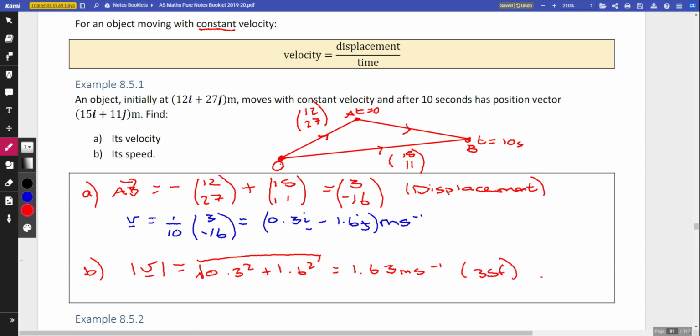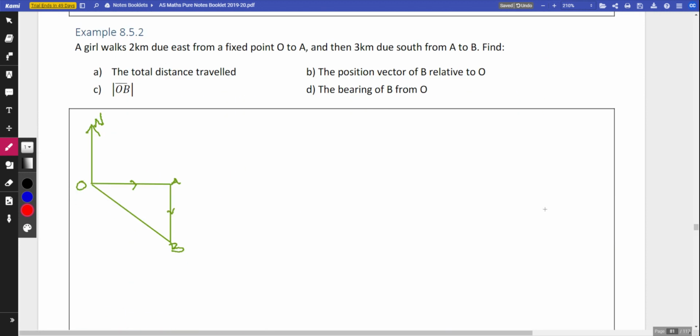So that's just applying it to a mechanics question. Moving on to the next question. So we've got example 8.5.2. Again, diagram drawn. A lot of exam questions, you do get a little bit of a diagram to help you out.